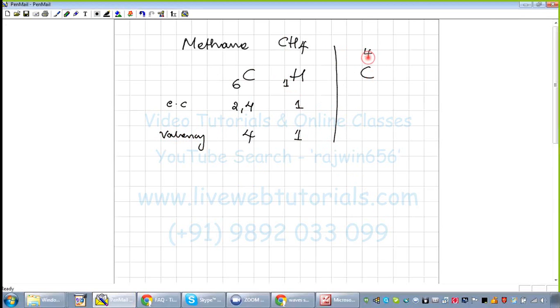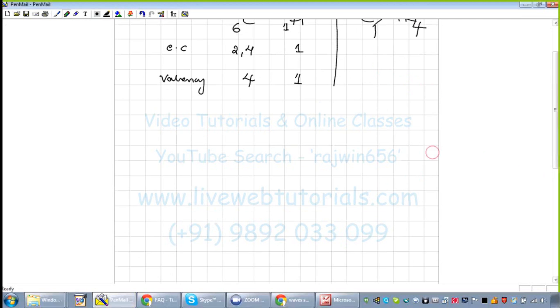So if I write the valencies on the top, exchange the valencies to get the formula. This will give us the simplest hydrocarbon. That's methane, whose formula will be CH4. Okay. Next part is the structural diagram.